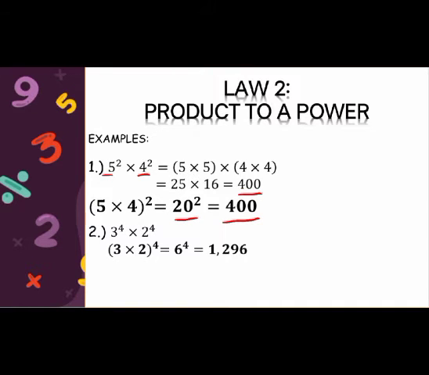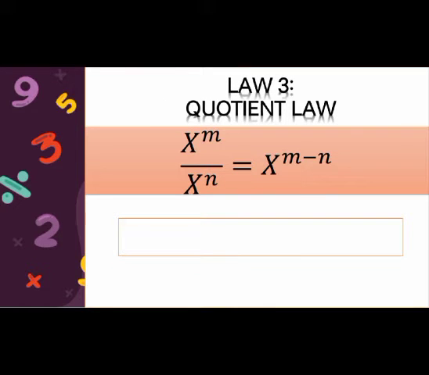So another example, 3 to the power of 4 times 2 to the power of 4. We will multiply the bases, which is 3 times 2, to the power of 4, which is equal to 6 to the power of 4. And then we multiply 6 by itself 4 times. So we have 6 times 6 times 6 times 6, which is equal to 1,296.